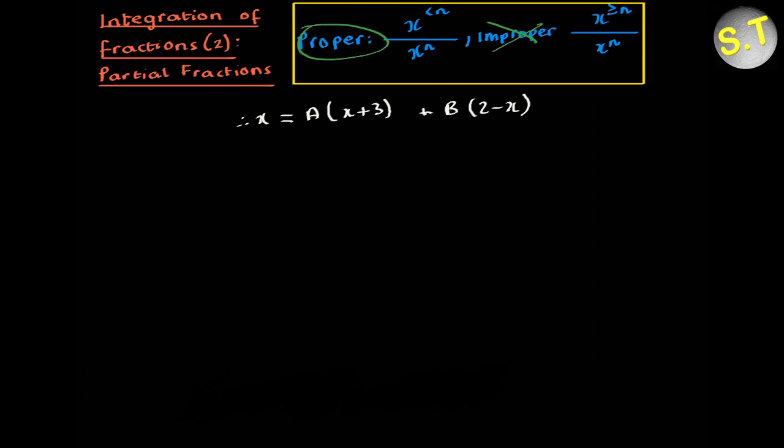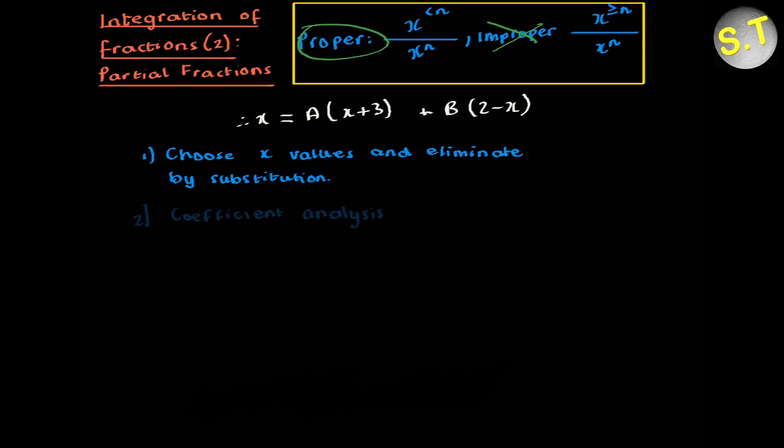So now all we need to do is work out what our coefficients a and b are. There are two different algebraic methods we can use here. The first is that we can choose any value of x in order to try and eliminate either a or b. Or the second method is coefficient analysis.